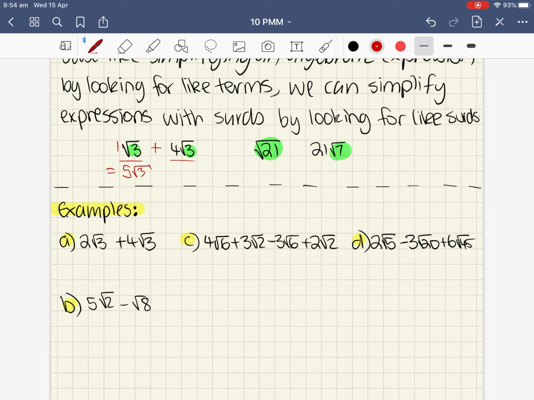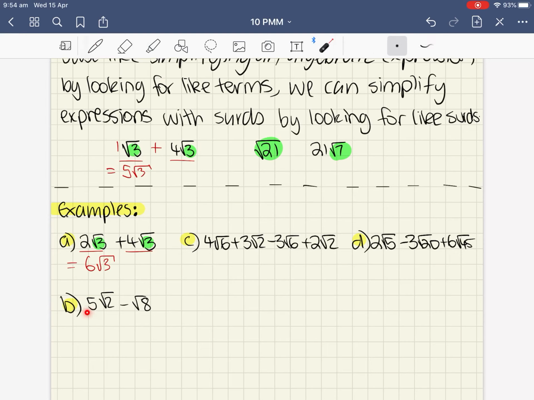So, just like that one we did before, if we have 2 root 3 plus 4 root 3, we have like surds here of root 3. So that's the same as adding 2x and 4x together. So in this case, 2 root 3 plus 4 root 3 is 6 root 3. Okay?